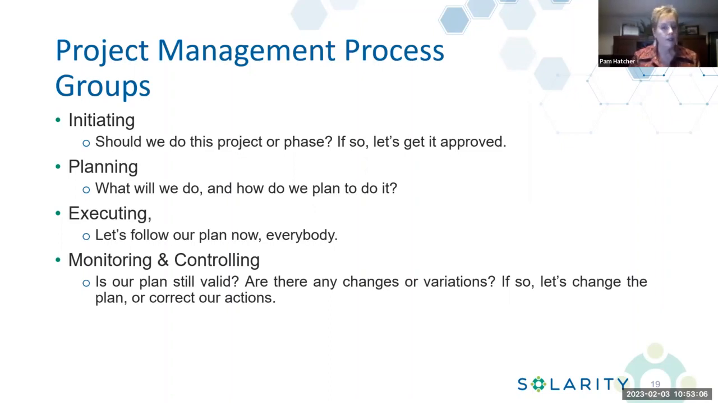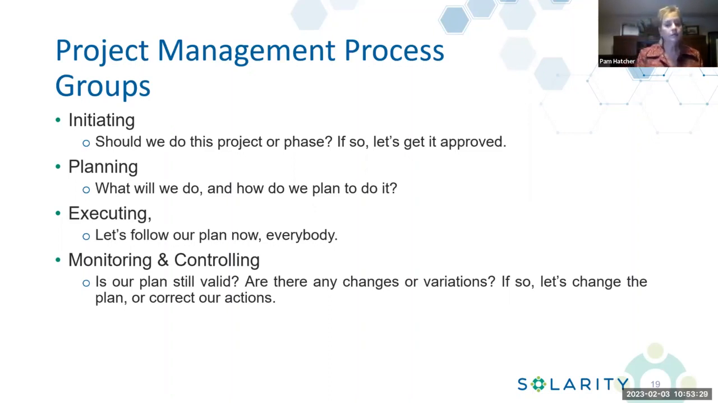Executing: let's follow our plan. Everybody follow the plan now. So making sure that the project manager, leading and managing the whole project, understands how to have everyone follow that plan with the business analysis and business analyst support all along the way.